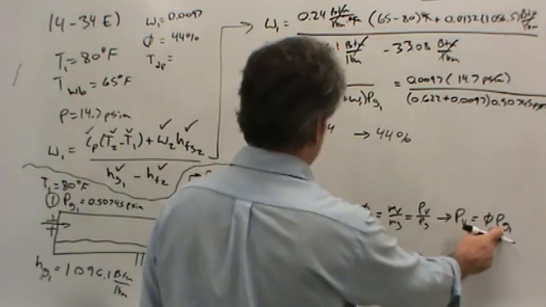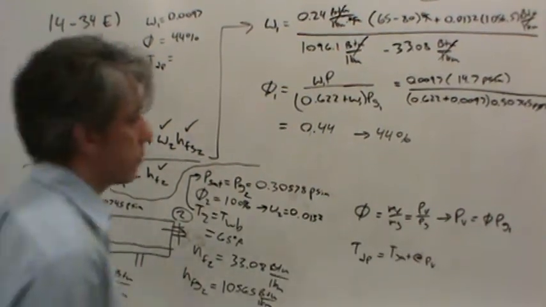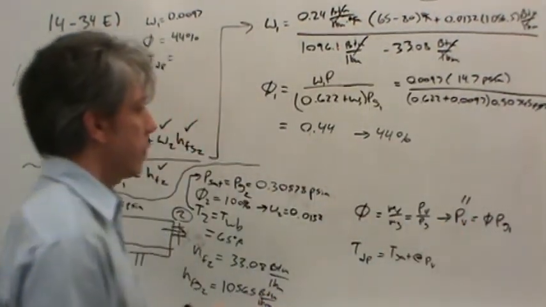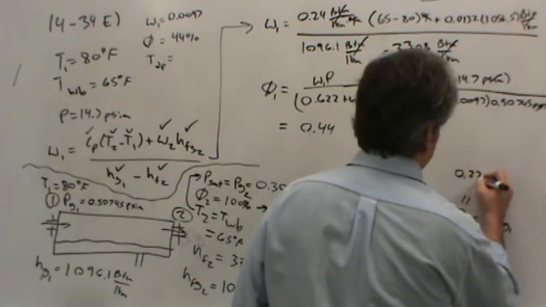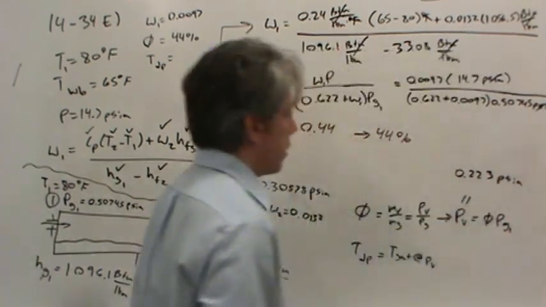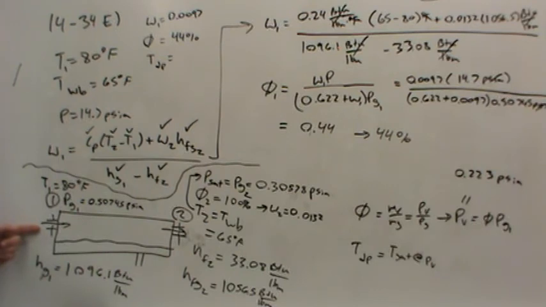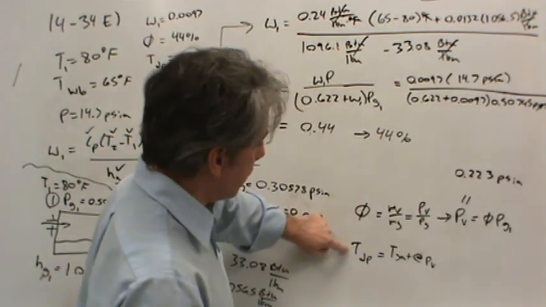So take 44% of 0.50745. What do you get? Sounds reasonable. Okay. Now that would be PSIA. So that's the pressure the water vapor is exerting out of that 14.7 PSIA at the entrance. Okay, that's all well and good. How do we get the dew point temperature?